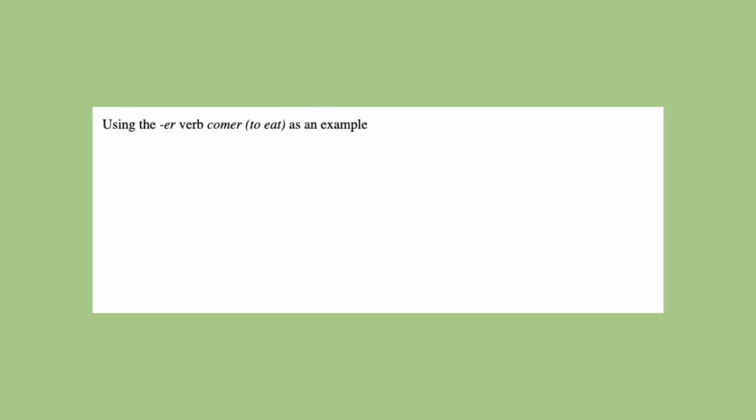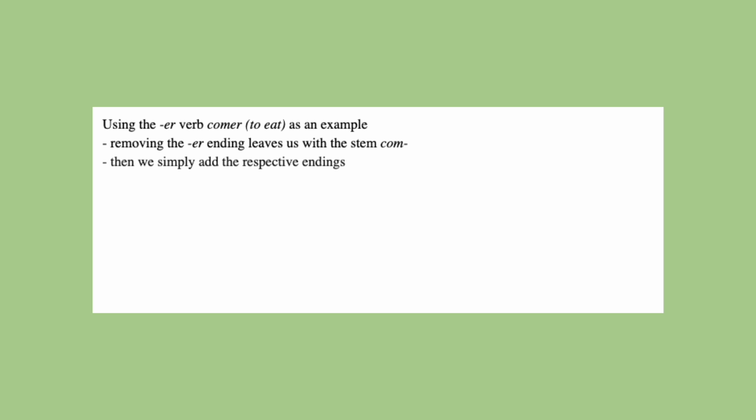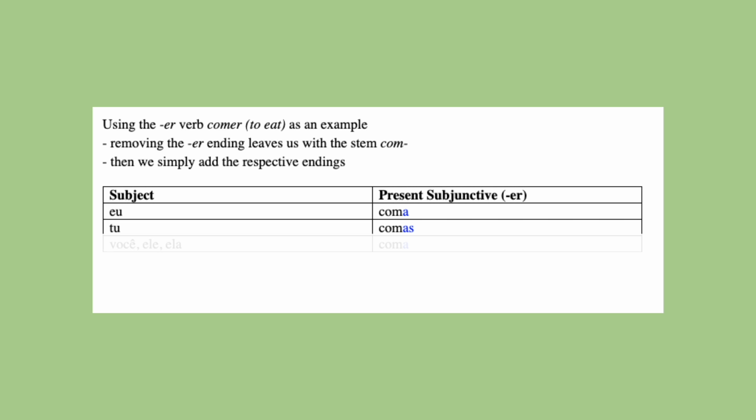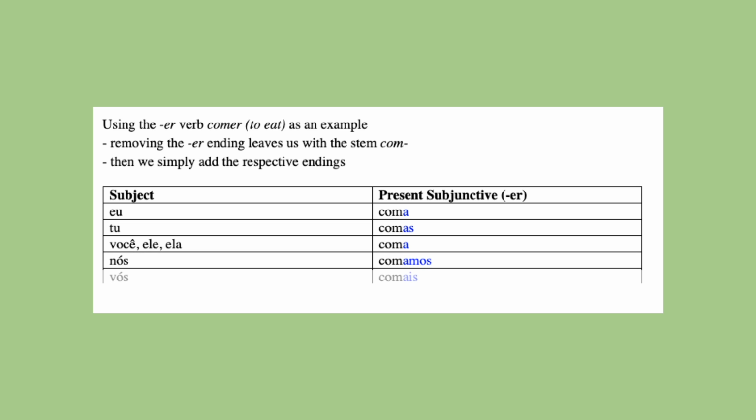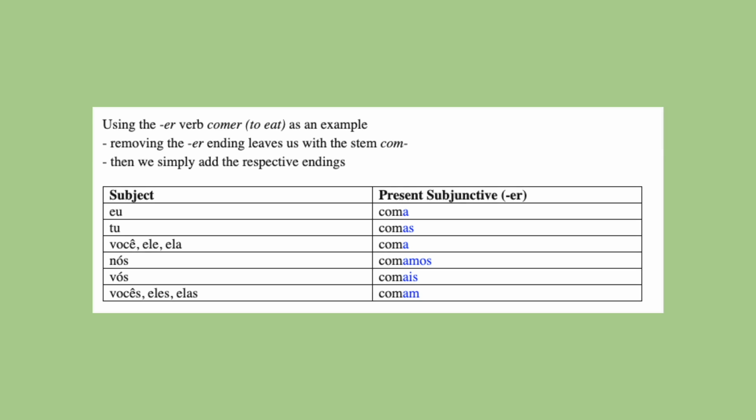The verb comer is also a regular verb, so we simply remove the ER ending to give us the present subjunctive stem com, and to this we add the present subjunctive endings afterwards. Coma, comas, coma, comamos, comais, comam.